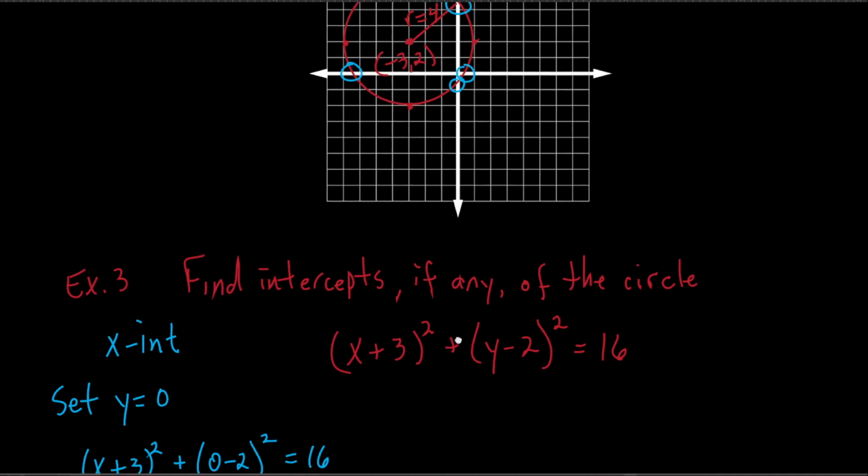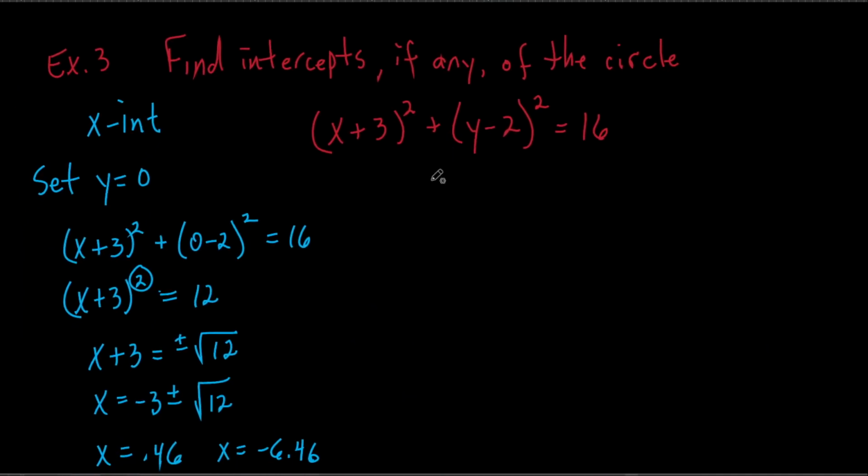All right, so let's do the y-intercept. Let's write that down here. So let's do the y-intercept. So to find the y-intercept, we set what? X equal to 0. So let's do that. I'll just write out the whole thing just so you don't get confused.